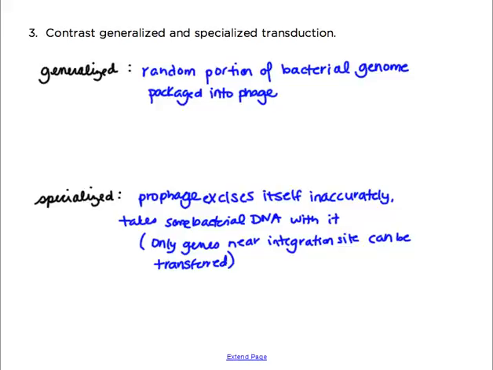Okay, so bacteriophages that go through a lysogenic life cycle are the ones that can accomplish specialized transduction. So an example would be the lambda-phage. Okay, because the lysogenic life cycle is where the bacteriophage infects a bacteria, and then the viral DNA is incorporated into the bacterial genome as a prophage, and then later it excises itself to make new phage particles. Okay, so when it excises itself inaccurately and takes some of the bacterial DNA with it, that's when you get specialized transduction.